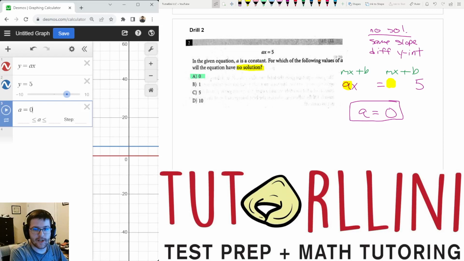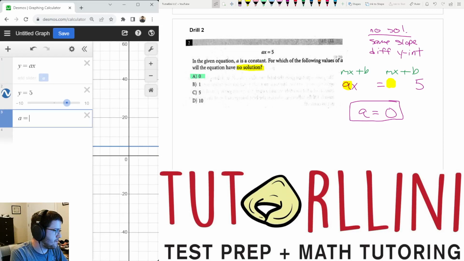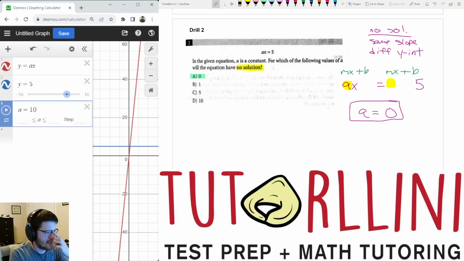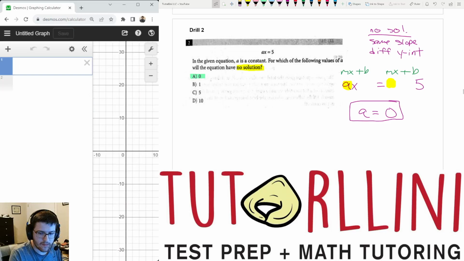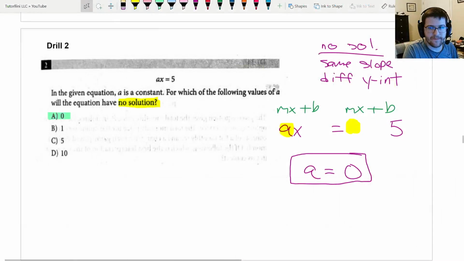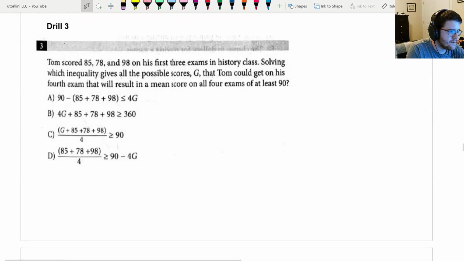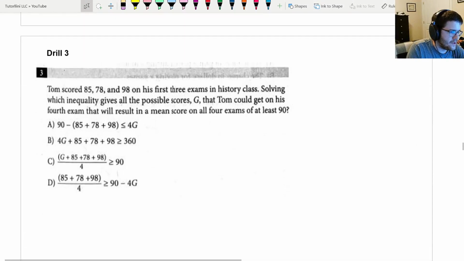You could now guess and check the other answer choices. So 1, they cross, right? 5, they cross. And 10, they cross. So all those other ones have one solution. We want the one with no solution, which is A. So yeah, we could have figured that out using guess and check pretty easily if you weren't sure what to do. Great, let's keep going.